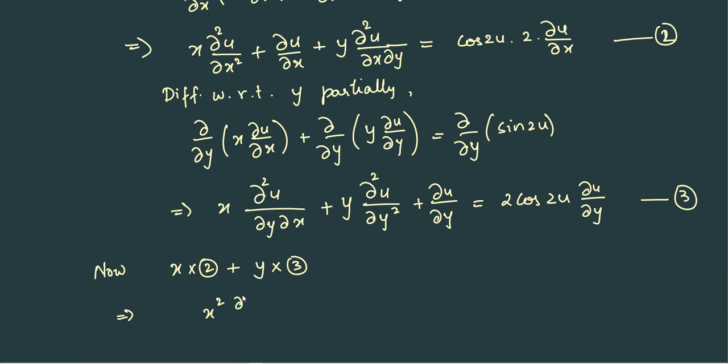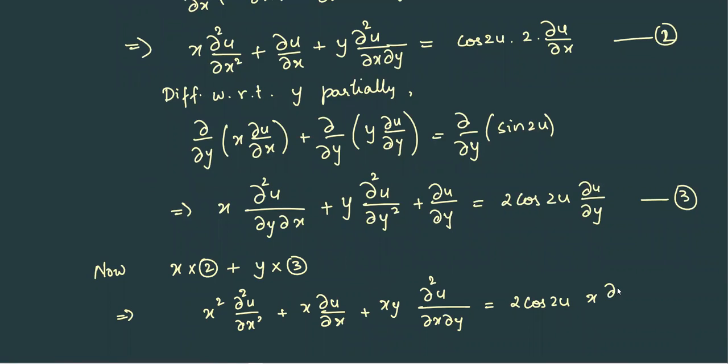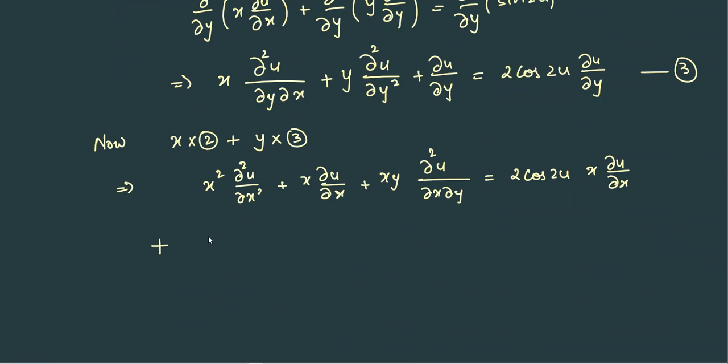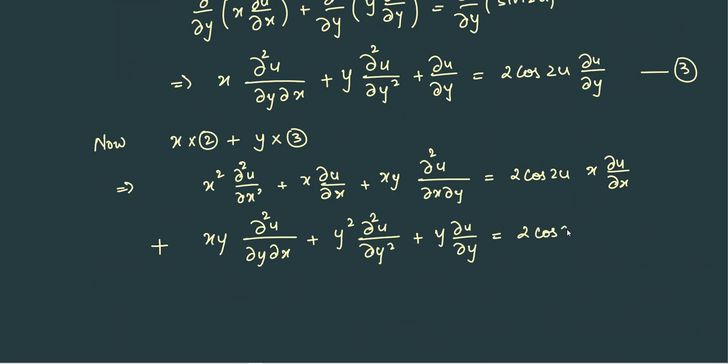x square ∂²u/∂x² + x ∂u/∂x + xy ∂²u/∂x∂y = 2 cos 2u · x ∂u/∂x. Now, multiplying the third by y: xy ∂²u/∂y∂x + y² ∂²u/∂y² + y ∂u/∂y = 2 cos 2u · y ∂u/∂y.